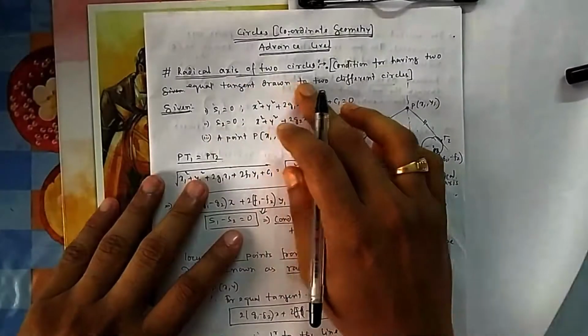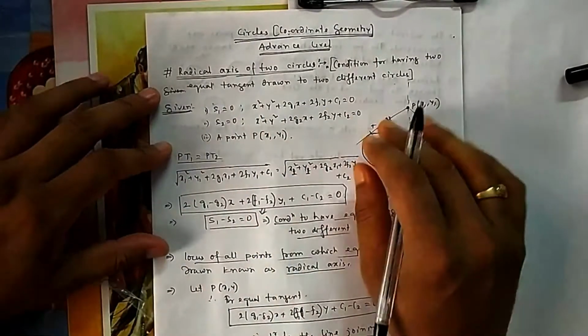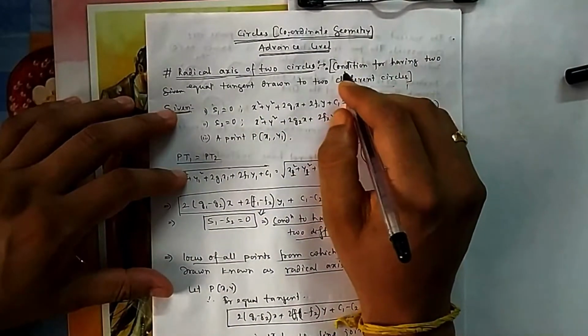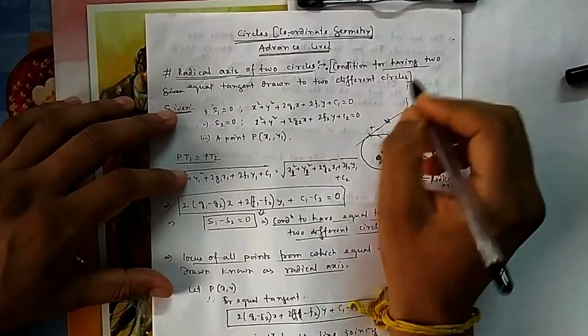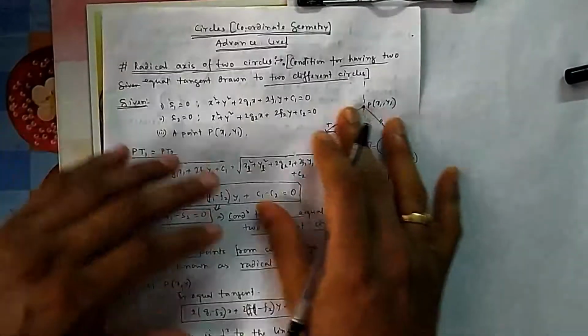The topic is the radical axis of two circles. So what does radical axis mean? Before going to the radical axis, let us find a condition for which we will have two equal tangents drawn to two different circles from a point.